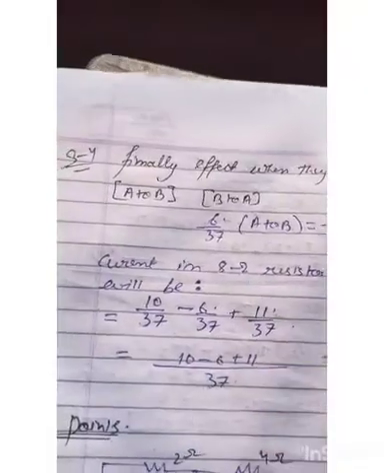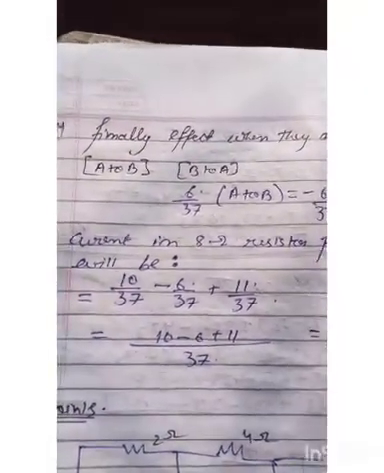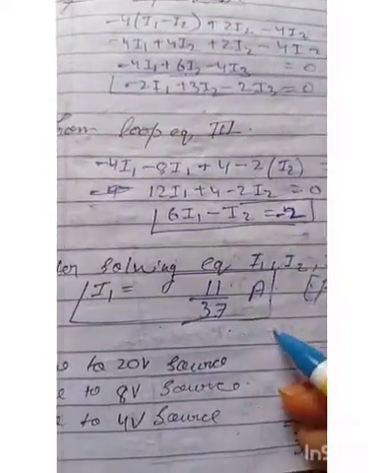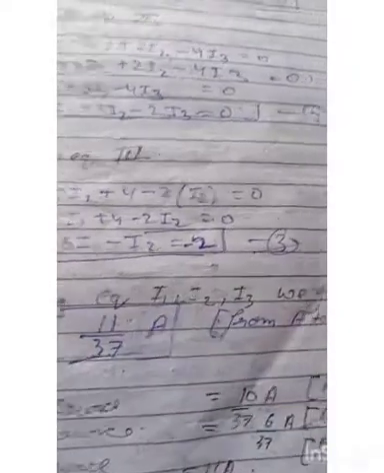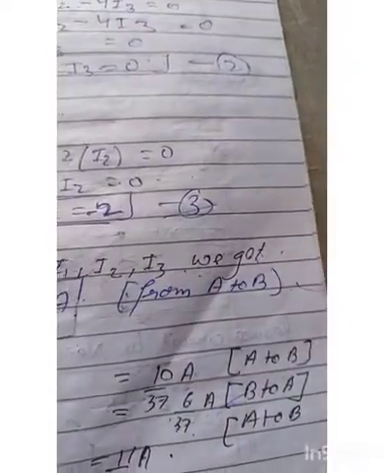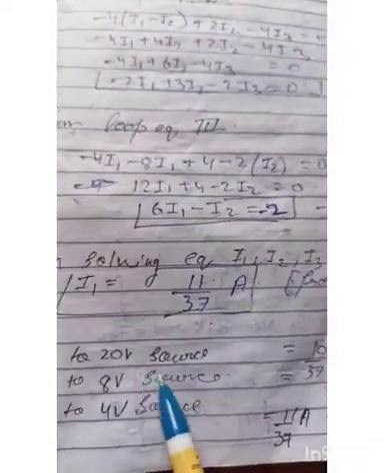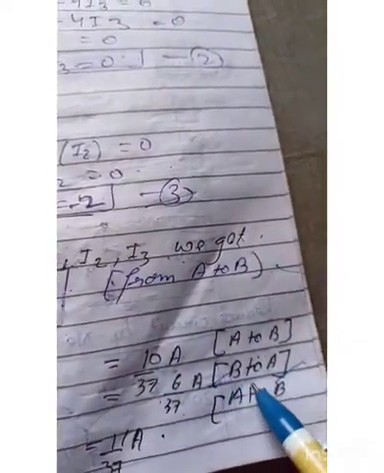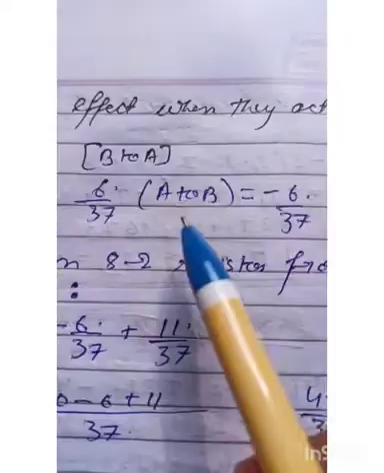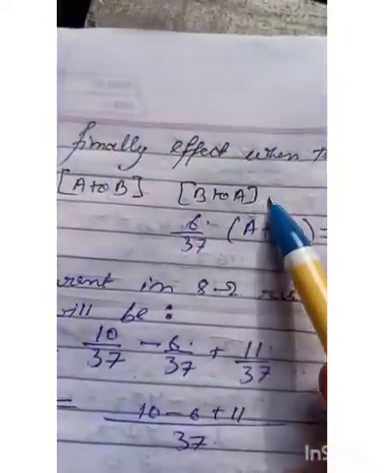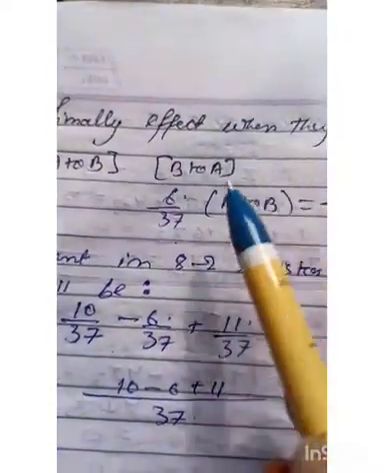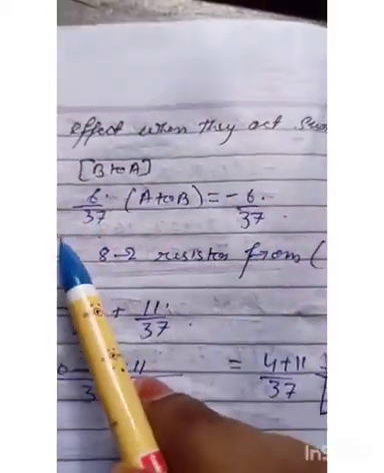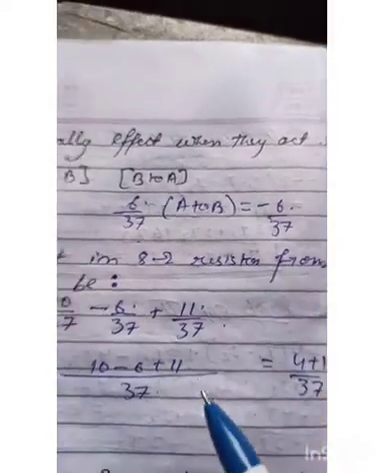Now the last step of the superposition theorem. We will see that in the 20 volt source and 4 volt source, the current is flowing from A to B and A to B. But in the 8 volt source, the direction of current is B to A. For making it A to B, we use the negative sign. We get B to A 6 by 37. For making it A to B, we use the negative sign. We make minus 6 by 37.